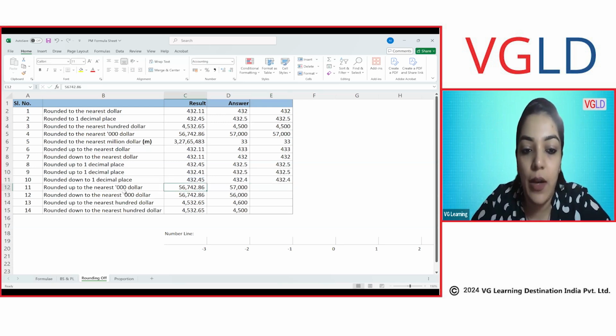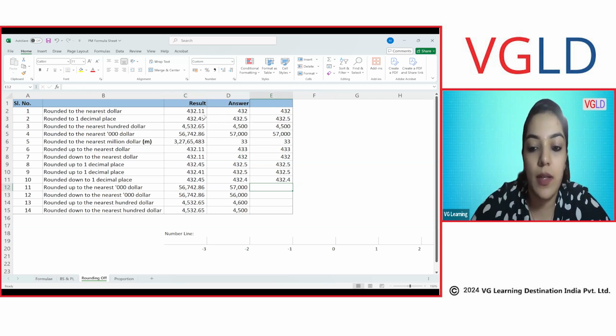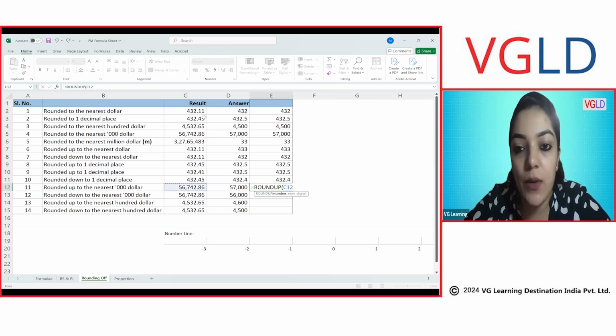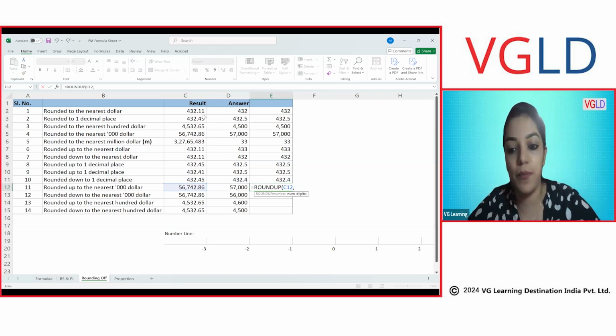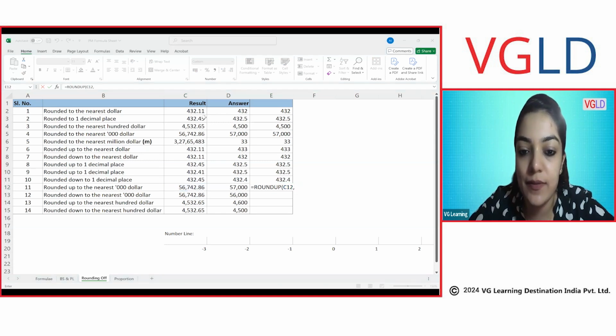Okay. Rounded up to the nearest $1,000. What will I put here? Round up to the nearest $1,000. Tell me, what do I put after the bracket? Sorry, comma. Aryan, 3 or -3?